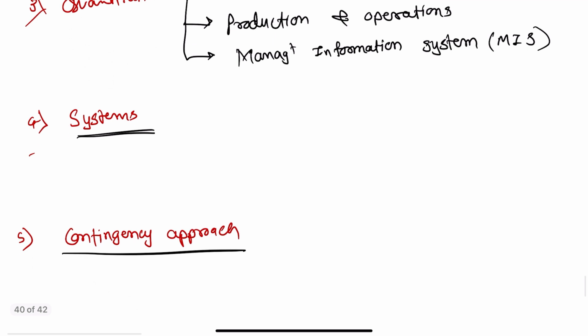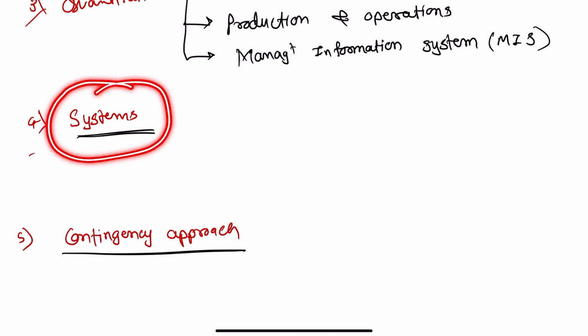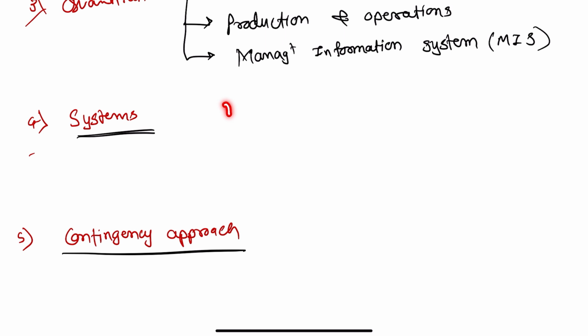Further, we are left with the systems approach. As I told you earlier, the systems approach or systems theory is based on the notion that organizations can be visualized as a system. A system is a set of interrelated parts that operate as a whole in pursuit of common goals. Every system has four major components: input, transformation, outputs, and feedback.